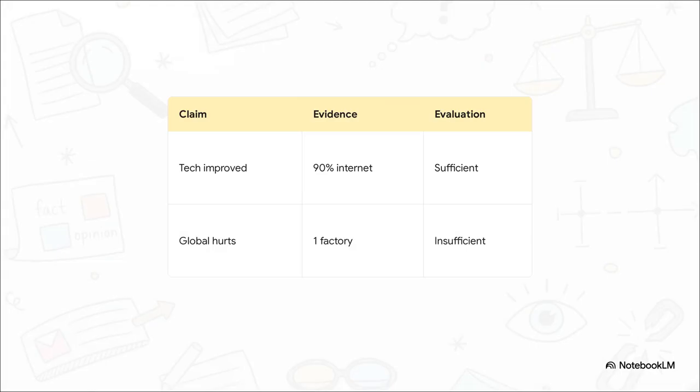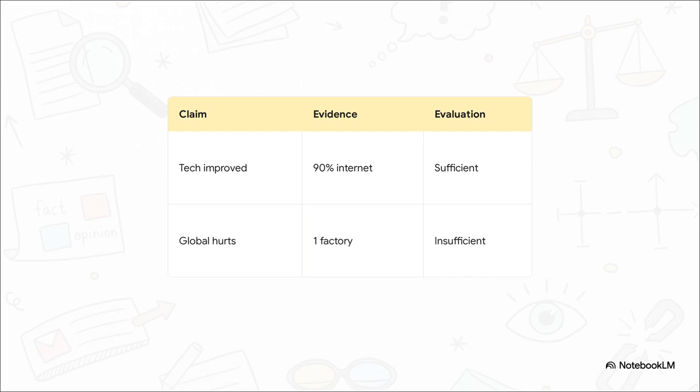Let's actually walk through a worked example together so you can see how this builds your critical thinking in real time. Here is a data check table analyzing two totally different claims about recent history. The first claim is that technology improved daily life. Okay, the author's supporting evidence is data showing 90% internet adoption and massively increased communication speeds. So what's our evaluation? Well, this evidence is definitely relevant to the claim, and it's sufficient in its scale. It works.